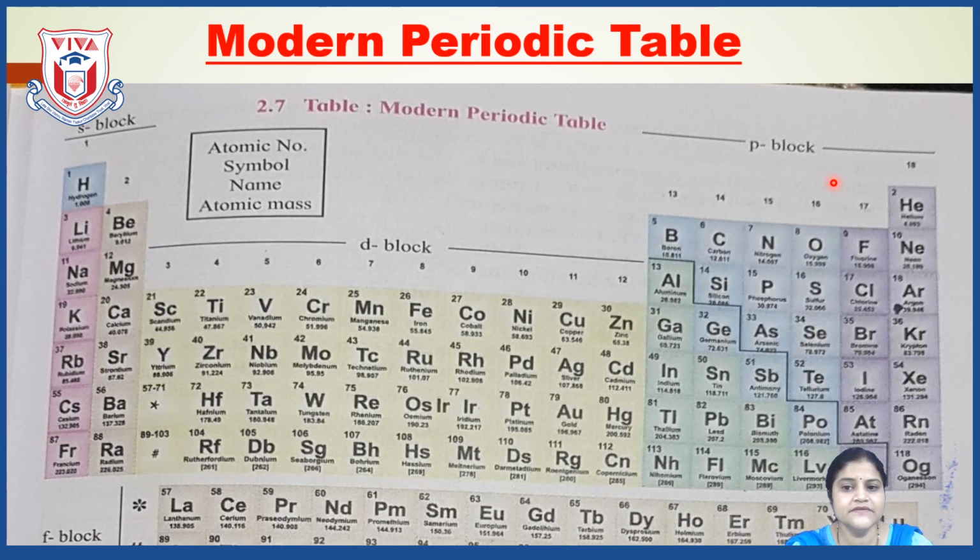Now, in the modern periodic table, the table is classified in three ways. That is, the modern periodic table is classified block wise, then period wise, and group wise.